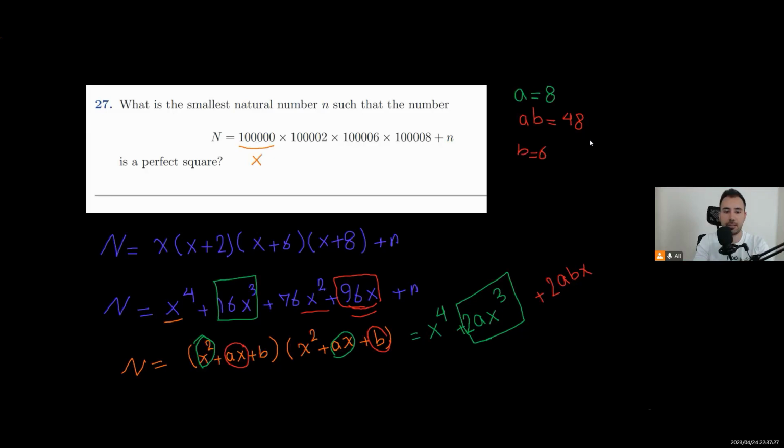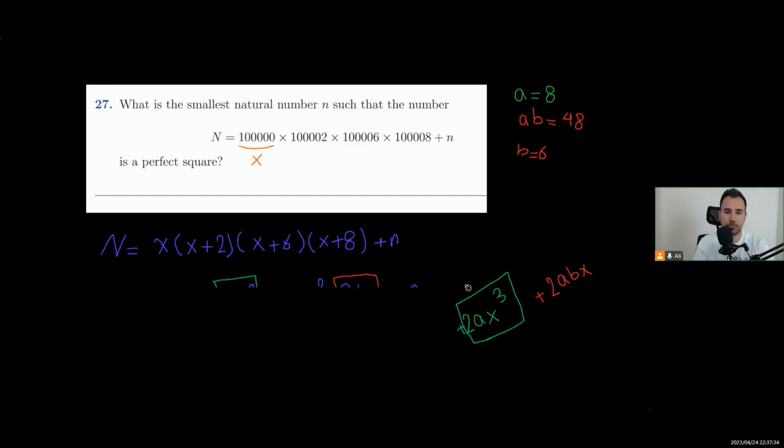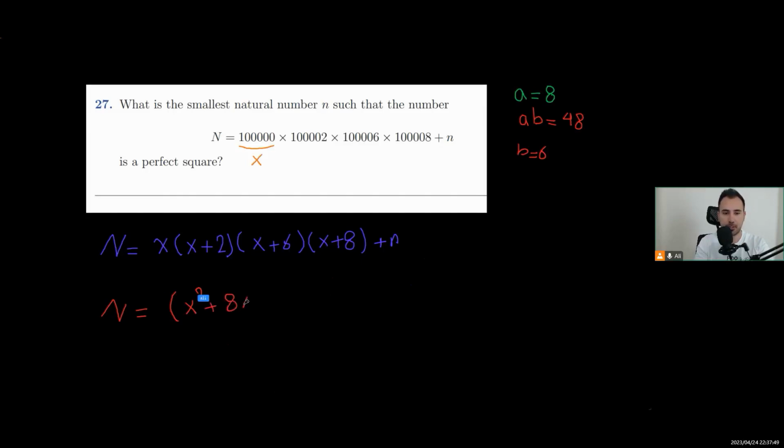Okay, so we got our A and B now. Let's go. N will be like this. I'm going to rewrite it here. N will be x squared plus 8x plus 6, second power.